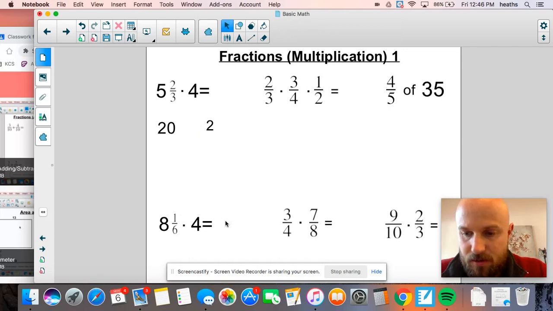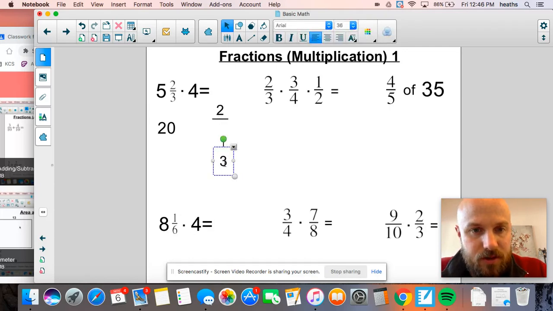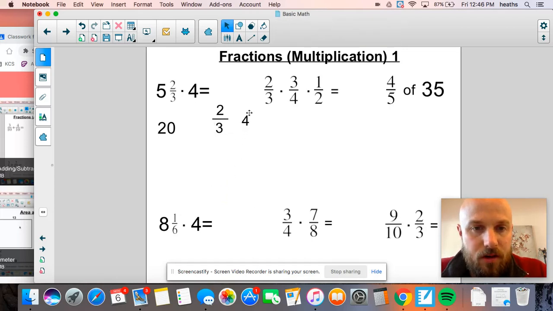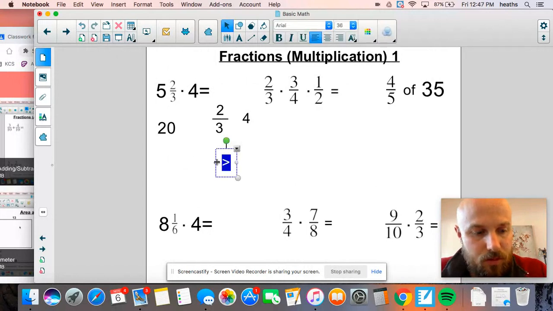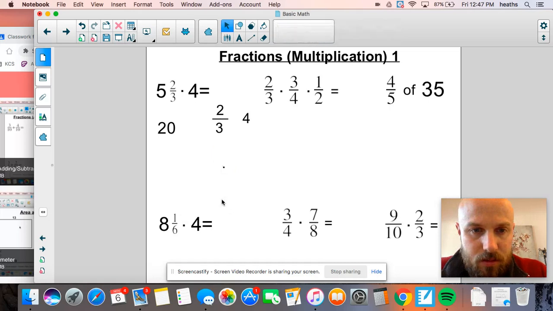I'm going to type this really quickly, guys. I'm sorry. Here we go. So let's do 2/3, and we're multiplying it by 4. And we'll put our dot in there as well. That's not a dot. Here we go. Cool. Thanks for being patient with me here.